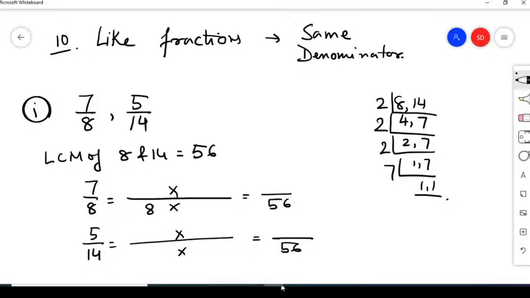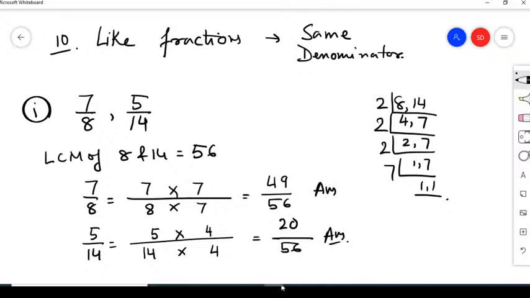Now 8 into 7 is 56. So in the denominator, and in the numerator also, you have to multiply by 7. So that becomes 49. Here 14 into 4 will give you 56. So in the numerator also you have to multiply by 4 to make it 20. So these are your answers.